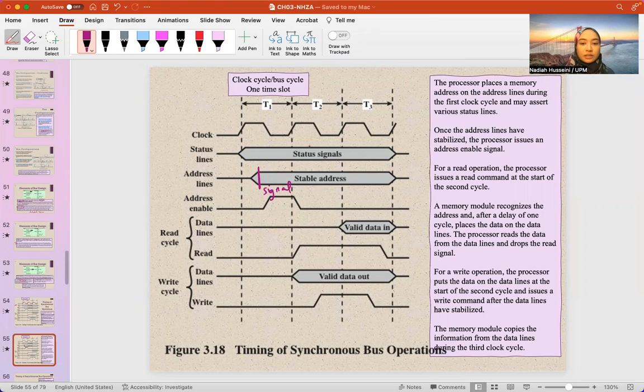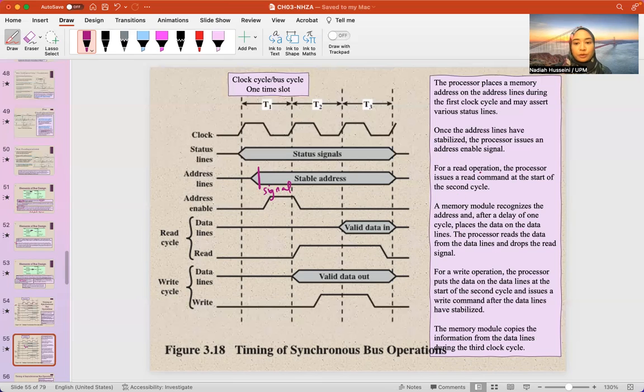This is our CPU. It is constantly giving out status or control signals, and it decides to put an address in the address line. Once the address is stable inside this bus line, the CPU says, okay, now we can enable the address, and we issue the address enable signal. So this is our signal. A memory module recognizes the address, and after a delay of 1 cycle, places the data on the data lines. Sorry, I skipped this.